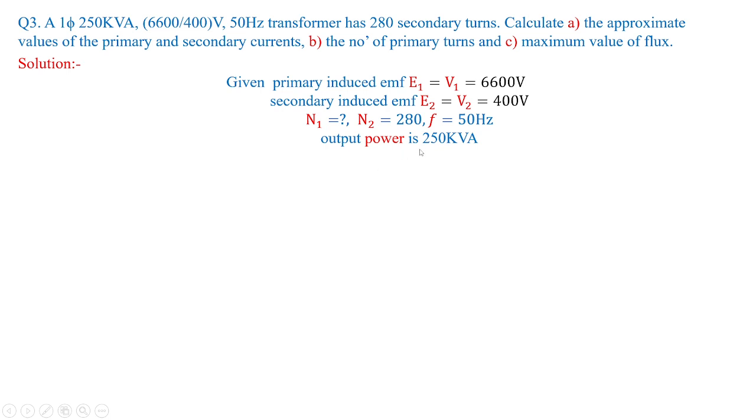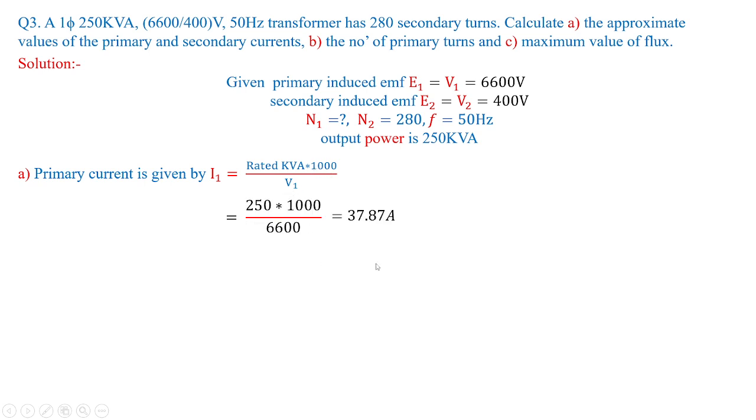This is helpful to calculate the value of current, where the formula for power is P equal to V into I. Therefore I is equal to P by V. So I1 is given by rated kVA into 1000 by V1, which is obtained to be 37.87 amperes, and I2 is obtained to be 625 amperes. Here the primary current is lesser than the secondary current, because the primary voltage is greater than the secondary voltage, and from the turns ratio we can estimate that these are the approximate values of the currents.